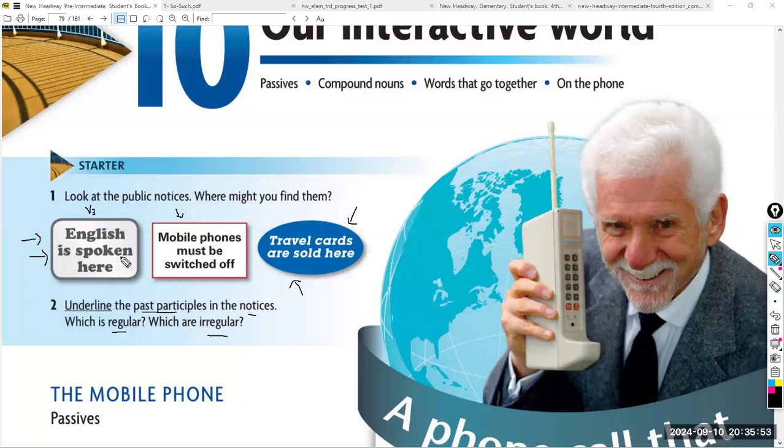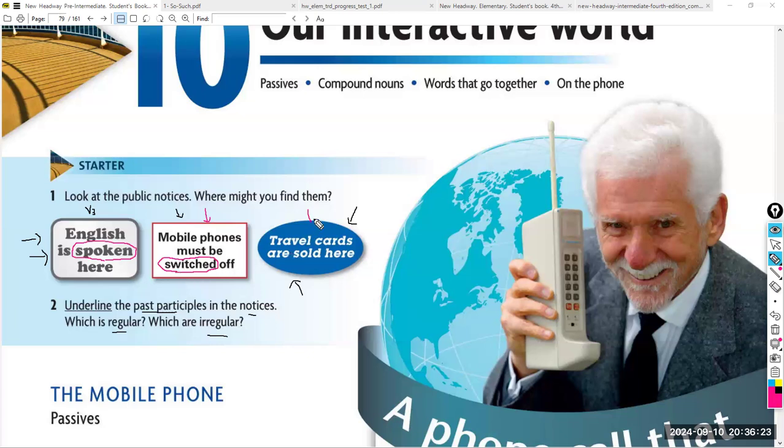Spoken. Thank you so much. It is spoken. The simple present is speak. The simple past is spoke, or the verb 2. The verb 3 is spoken. Okay, now where is the past participle or the verb 3 in the second example? Switched. Thank you so much. So switch is switched.